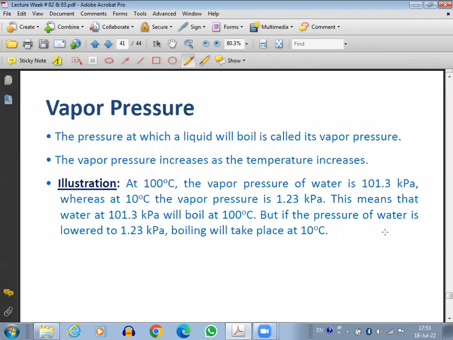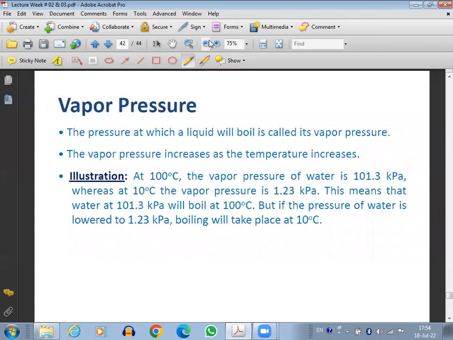So that is capillary rise. Now there is only one last topic, which is vapor pressure. There is no numerical about it. But the pressure at which a water liquid will boil is called its vapor pressure. The vapor pressure increases as the temperature increases.